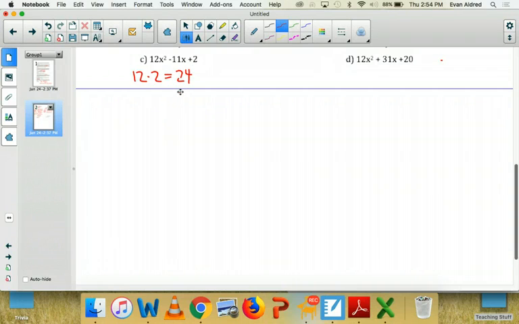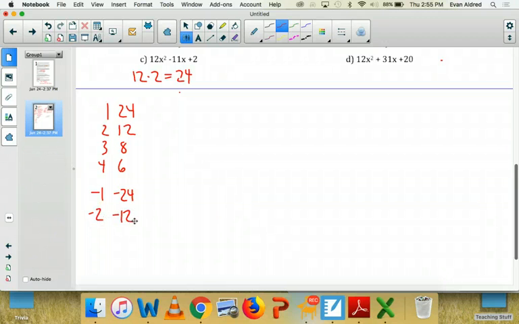So our factors of 24 are 1 and 24, 2 and 12, 3 and 8, 4 and 6, negative 1, negative 24, negative 2, negative 12, and we get a list of 8 factors. Again, we're choosing the pair of numbers that add to give us negative 11, which is negative 3 and negative 8.